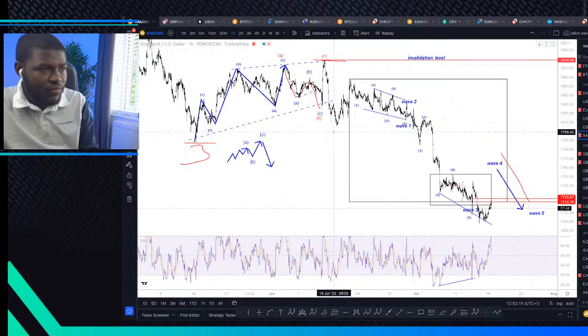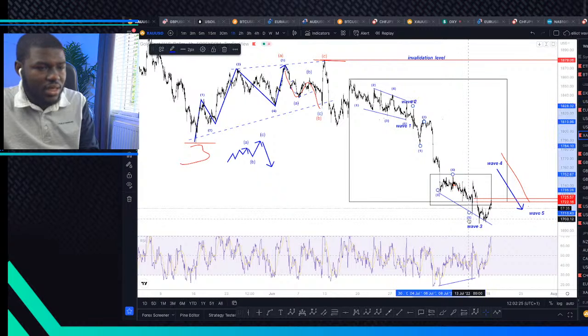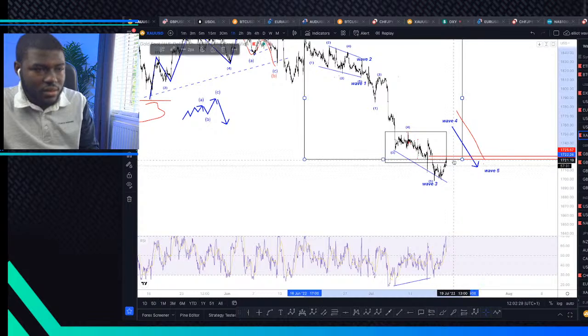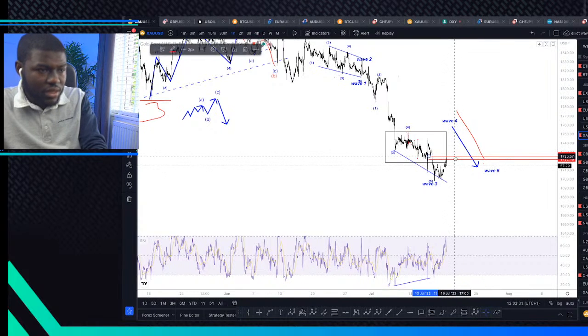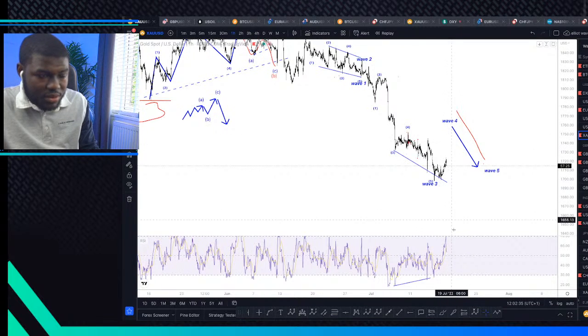This was our wave 1. Then there was a correction, ABC wave 2. Then all of this, wave 1 of 3, wave 2 of 3, and wave 3 of 3 is what we are anticipating has completed around here now. For those that were in the live session on Friday, they knew that is what I'm expecting. I'm expecting a push to the upside.